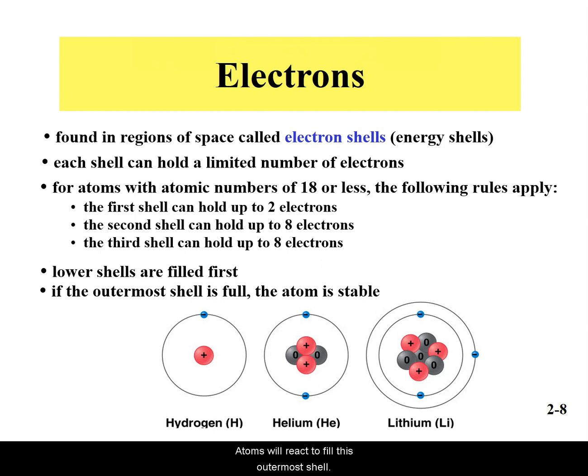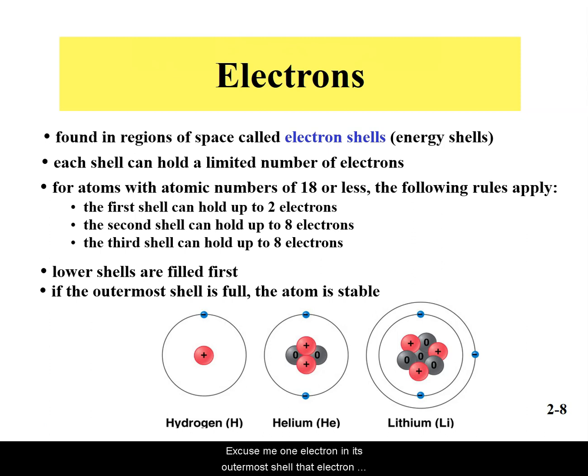Atoms will react to fill this outermost shell. If an atom has 3 or less electrons in this outermost shell, it will tend to give them up to become stable. Hydrogen is very volatile because it tends to give the electron up very easily. That's why we make hydrogen fuel to fuel the rockets that we send to space, because we can use hydrogen fuel since it's very volatile because of that one electron in its outermost shell.